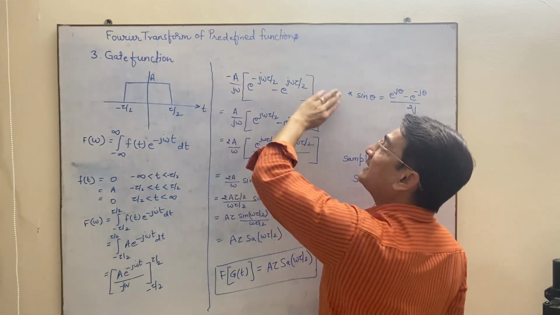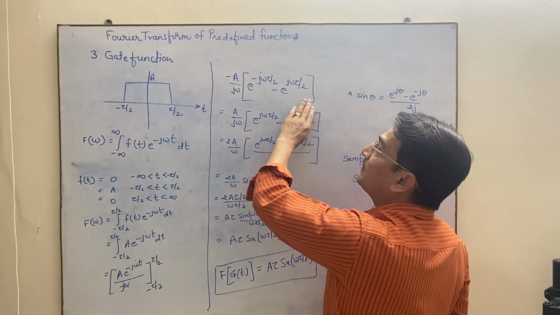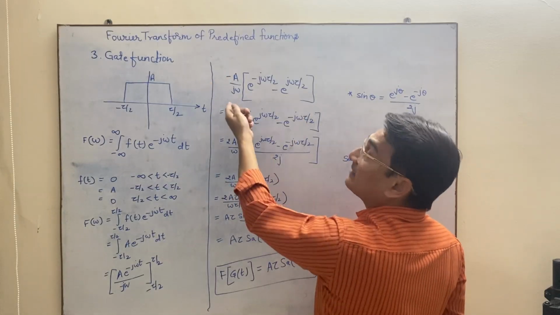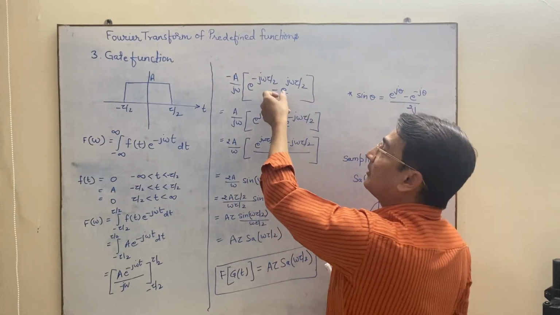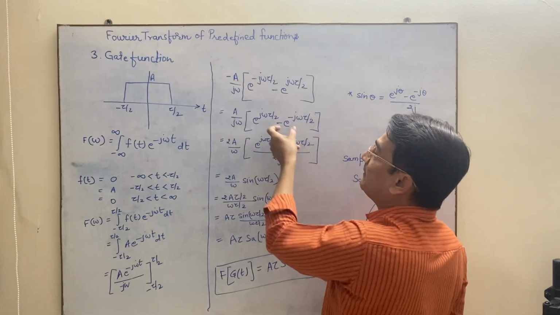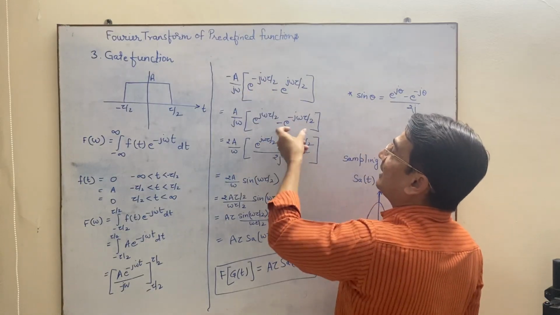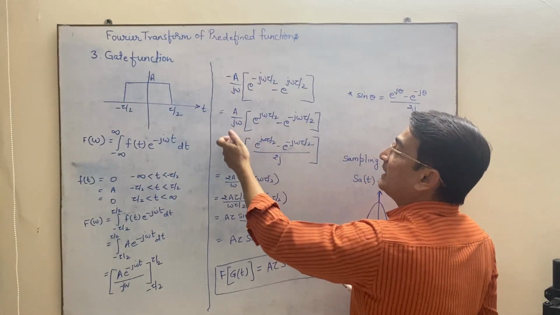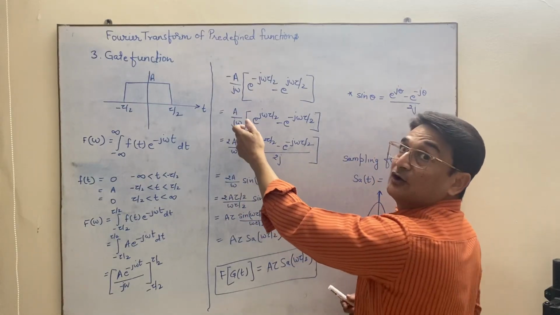Now this minus sign I will take inside the bracket, so it will become a by j omega. This quantity will come here and this quantity will come here, or you can say this will become positive and this will become negative. So I have written it like that. Now I have multiplied and divided this particular value with 2.